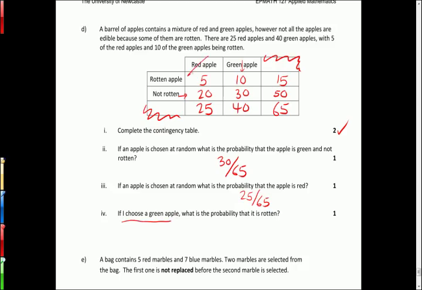If I choose a green apple, okay. If I choose a green apple, nothing else exists. We're being told we're choosing a green apple. So there's only 40 possibilities here. What's the probability that it is rotten? Well, 10 are rotten out of the 40 green apples. That's it.